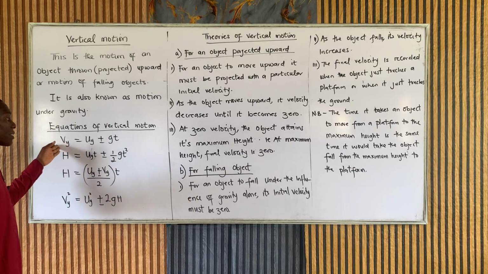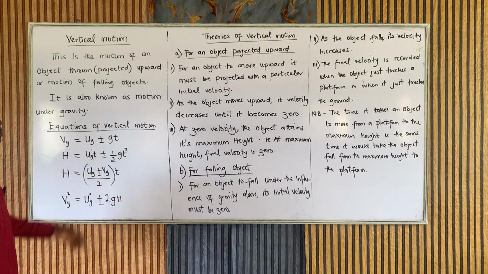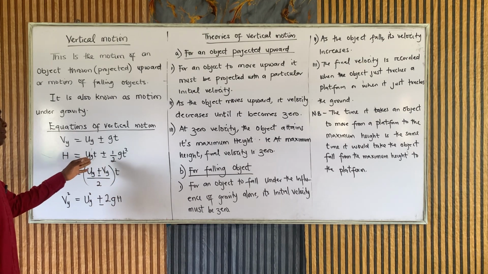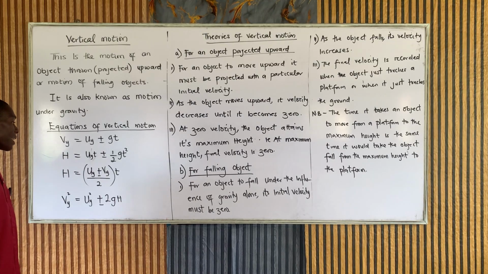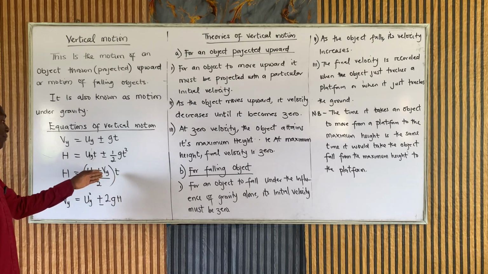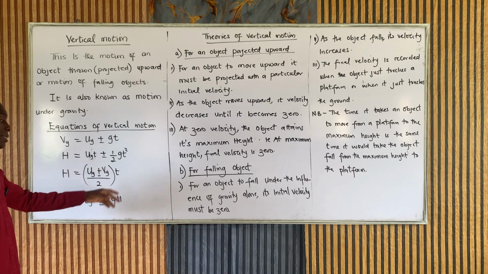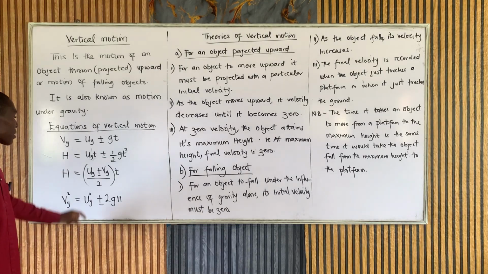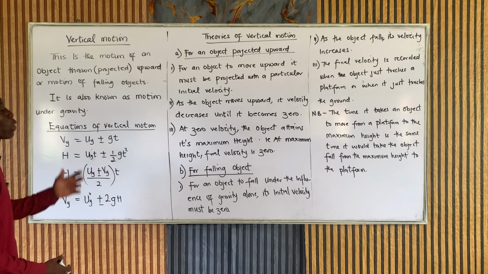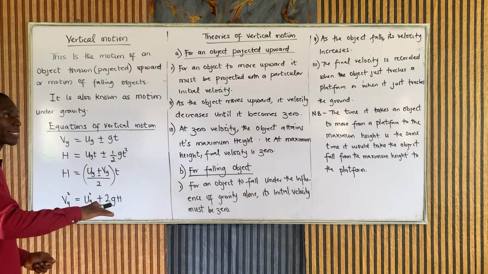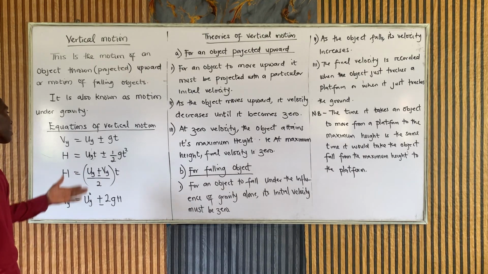We have v = u ± gt, and then h = ut ± ½gt², and then h = ((u + v)/2)t. Understand that we are using y in these equations to show that it is vertical, just like when we did horizontal motion, we used x, ux or vx. So here we are using uy or vy.